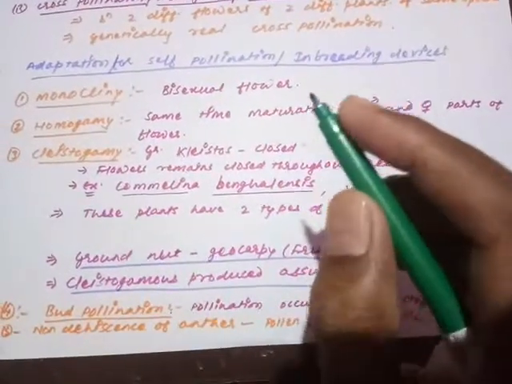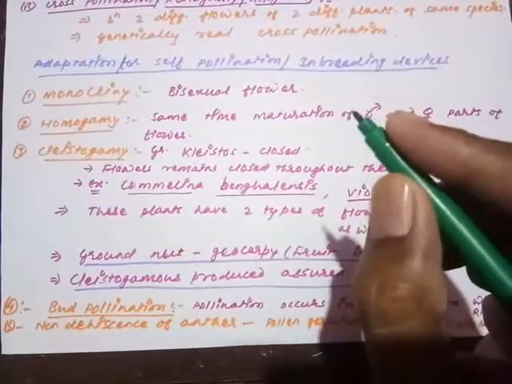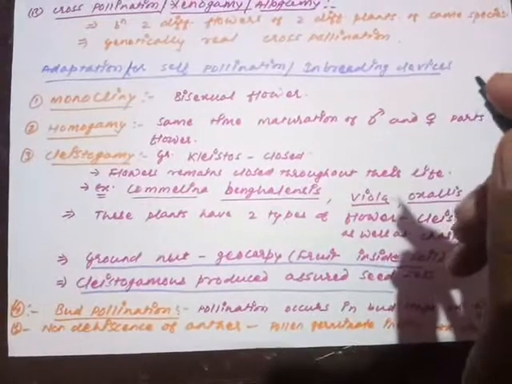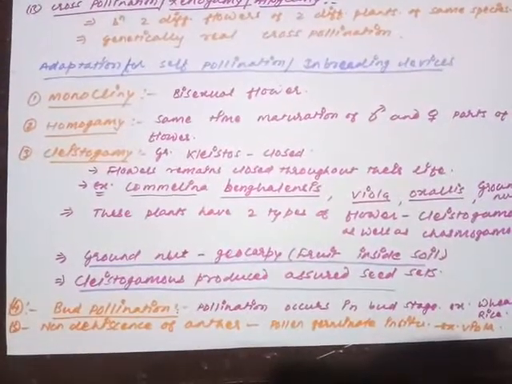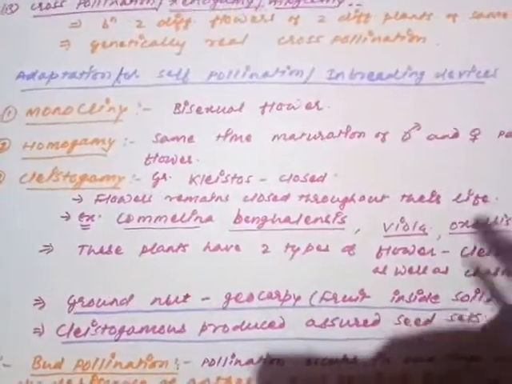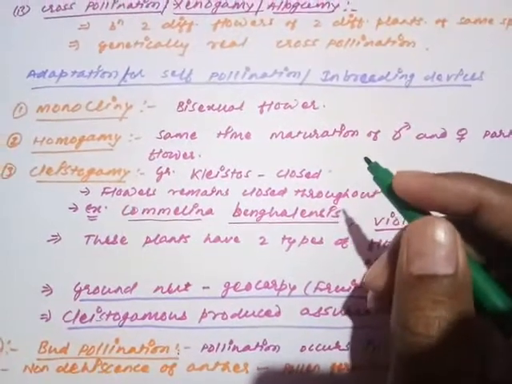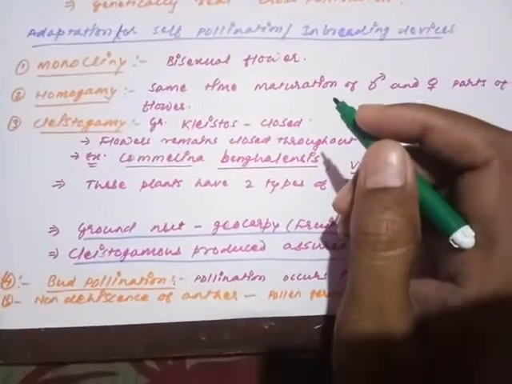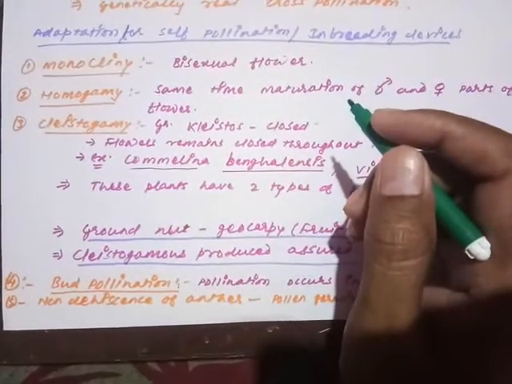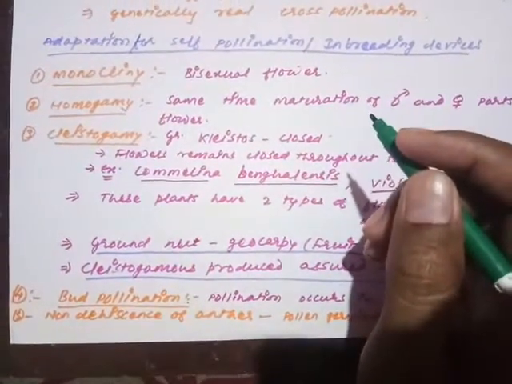If the question is how the plants are adapting to ensure self-pollination, at the same time we are discussing how the plants are adapting to avoid cross-pollination. So just take a look at that. The first adaptation is the inbreeding devices. Why do we call them inbreeding devices? Because these devices are used for inbreeding purposes only, within the flower only, for self pollination only.